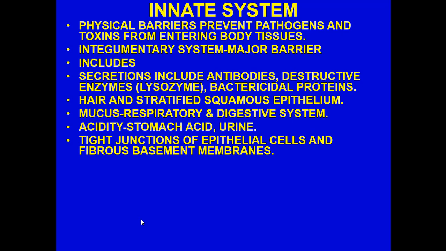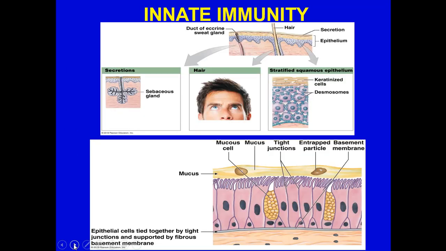The integumentary system, the skin, is a major barrier. Now, it includes secretions, which include antibodies, destructive enzymes like lysozyme, and bactericidal proteins. One of them is defensins. We also have hair and stratified squamous epithelium, the mucus, which we see in the respiratory and digestive systems, the acidity of stomach acid and urine, and we also have tight junctions of epithelial cells and the fibrous basement membranes. So you can see all of this here.